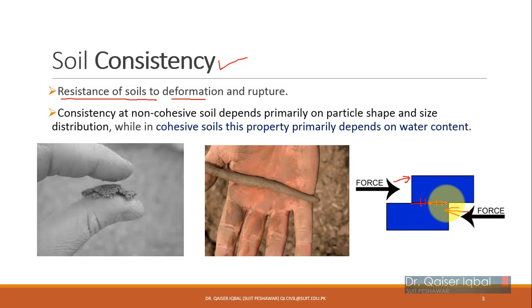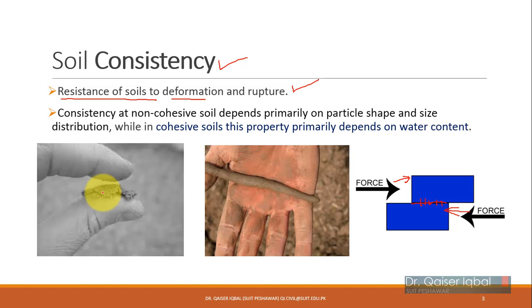In the case of soil, the shear strength or shear resistance is the primary resistance which prevents the deformation or rupture of a soil. So consistency is defined as this resistance, the resistance of soil towards deformation. If you take sand in your hand and just pinch it, it will give you some resistance. If you take water, it will not give you any resistance. So this small resistance which is offered by this piece of sand, that is basically its consistency.